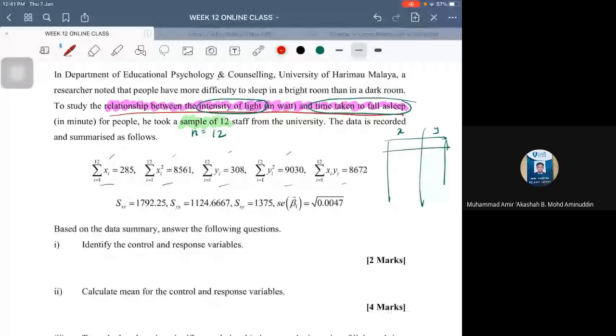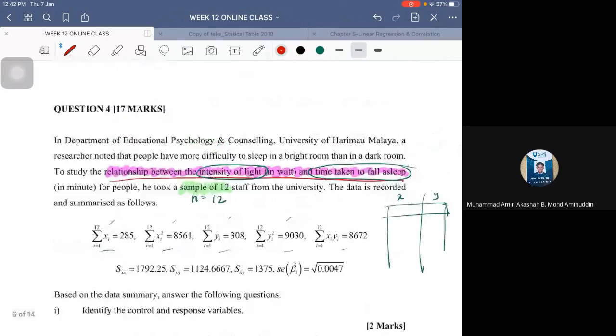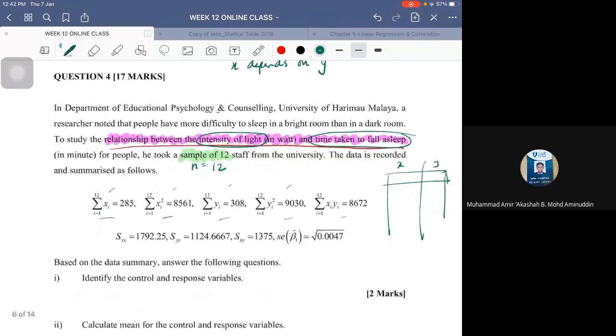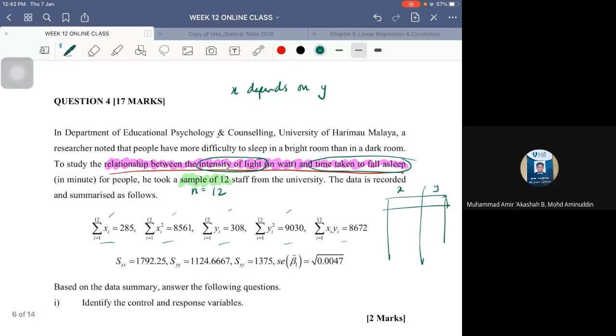What is x and what is y? Does x depend on y or y depend on x? X depends on y. Okay, so here, no, it's the other way around. It's actually y depends on x. So when we change x, y is going to change as well.